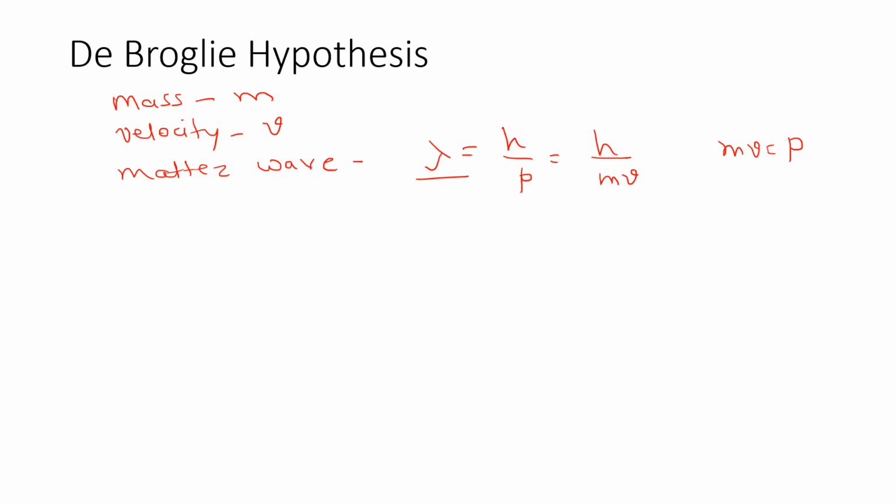So, for a quantum particle, the movement is governed by this de Broglie hypothesis. Every moving particle has a wave associated with it, and the wavelength of which is lambda equal to h upon p.